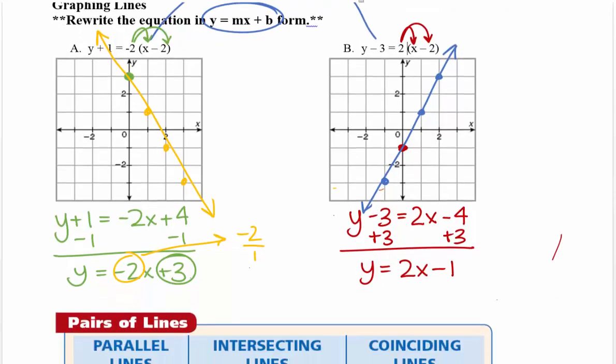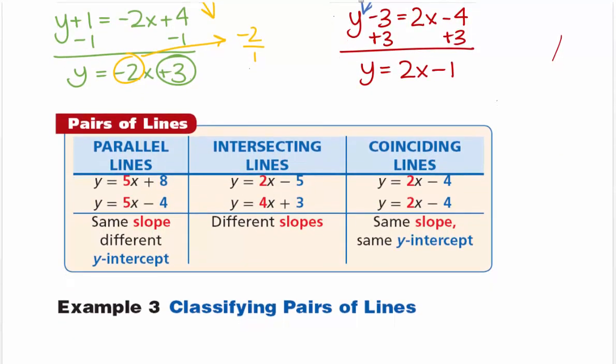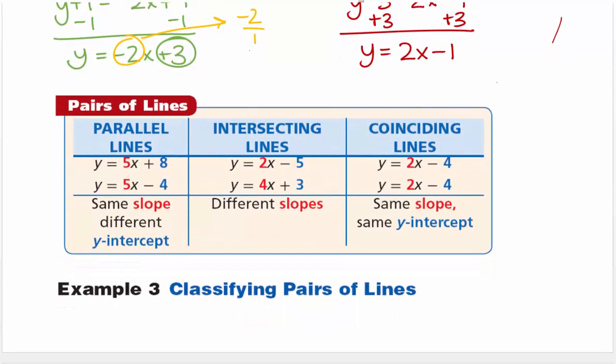So then the second part of today, we have to talk about pairs of lines. So there's 3 different things that can happen with pairs of lines. They can be parallel, they can intersect somewhere, or they can coincide. Coincide means that they're basically the same line, one right on top of each other.